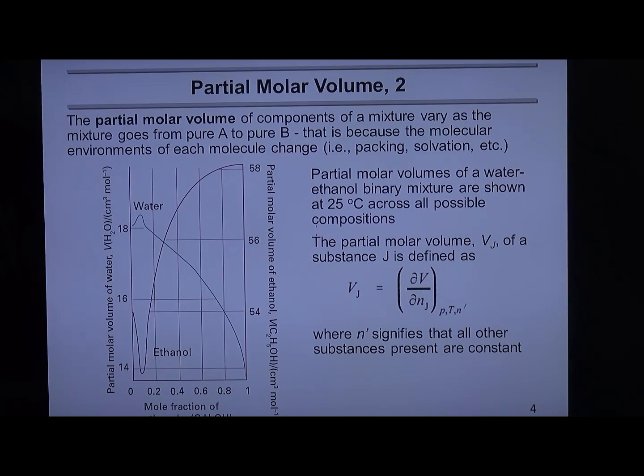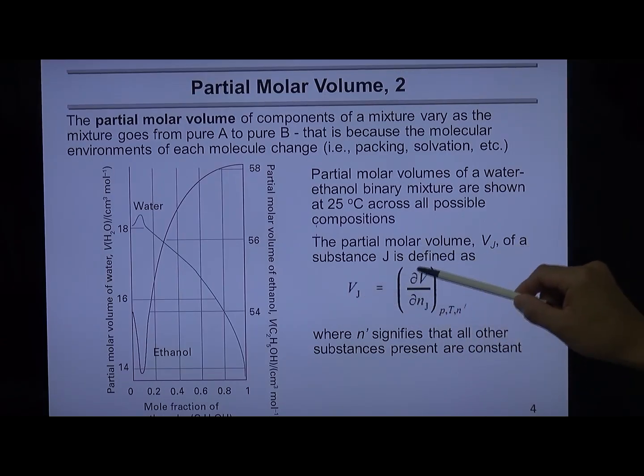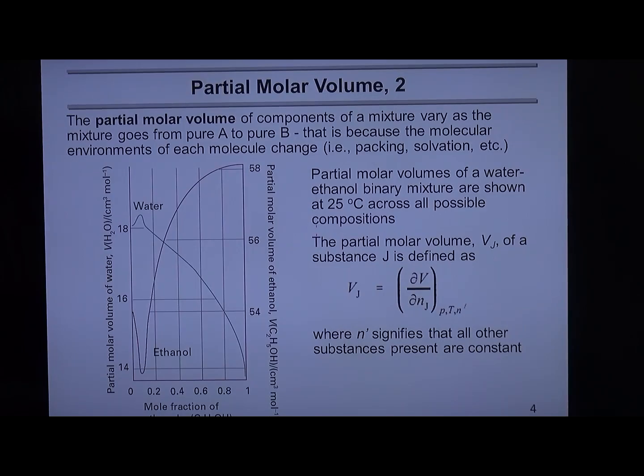One thing we can know from this definition of partial molar volume is that since volume is an extensive property and number of moles is an extensive property, partial molar volume should be an intensive property. Okay? It does not change no matter what the size of the system is, right? So partial molar volume is an intensive property.